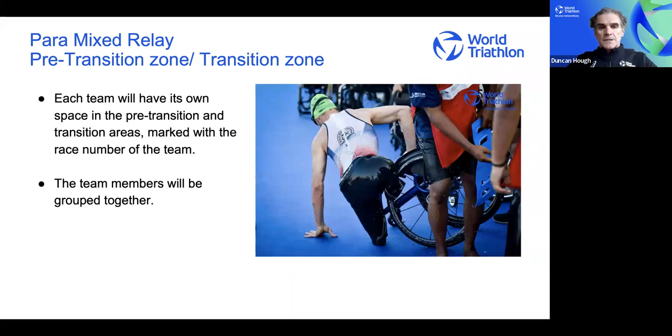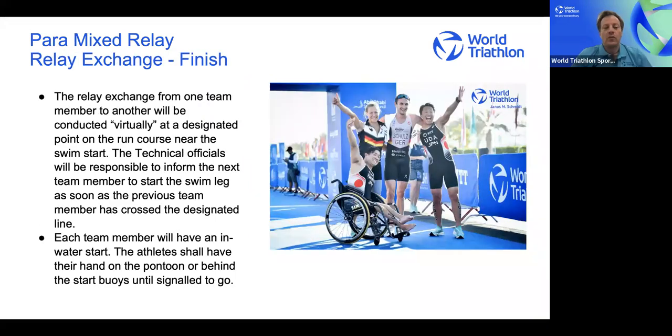As regards the transition zone, each team will have its own space in the pre-transition and its own space in the transition area. And these will be marked with the race number of the teams. The important thing is to make sure we group all the team members together. So in terms of how logistics work regarding the exchange zone, this is done in a virtual manner. So there's no physical contact between the athletes.